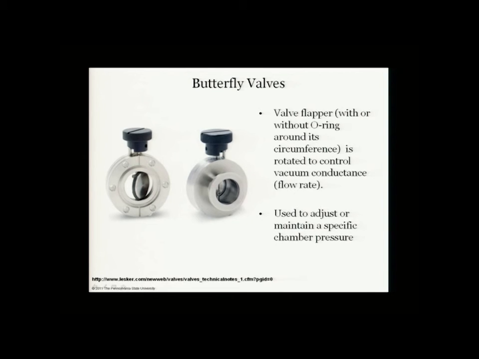This just opens, it pivots here, and here you see it open, here you see it closed. It's just a valve flap, and it's rotated to control. You can rotate it to different degrees to control the conductance. Conductance is a fancy word meaning how much are you allowing to go through here? To what extent do you allow molecules to go back and forth through this valve? And you can use it to adjust and maintain a specific chamber pressure.